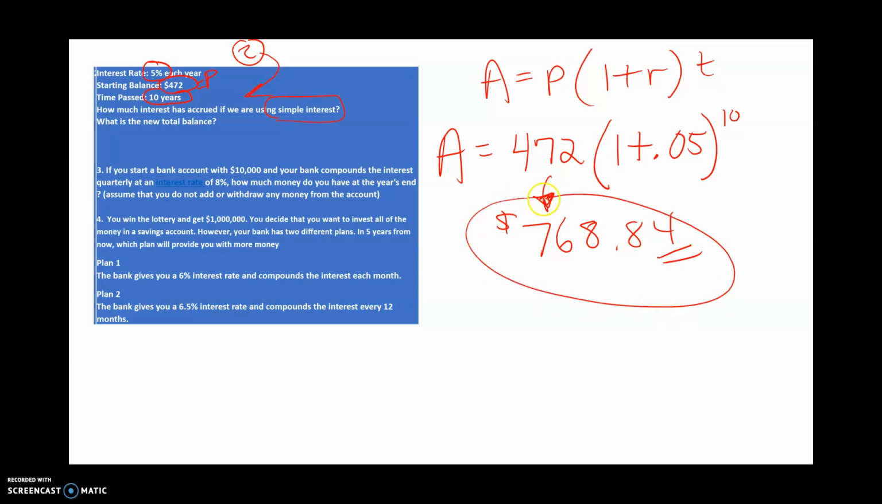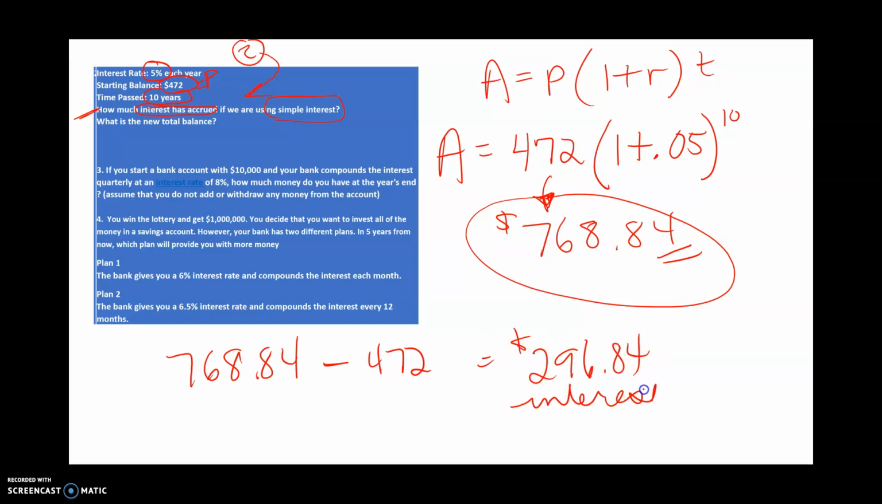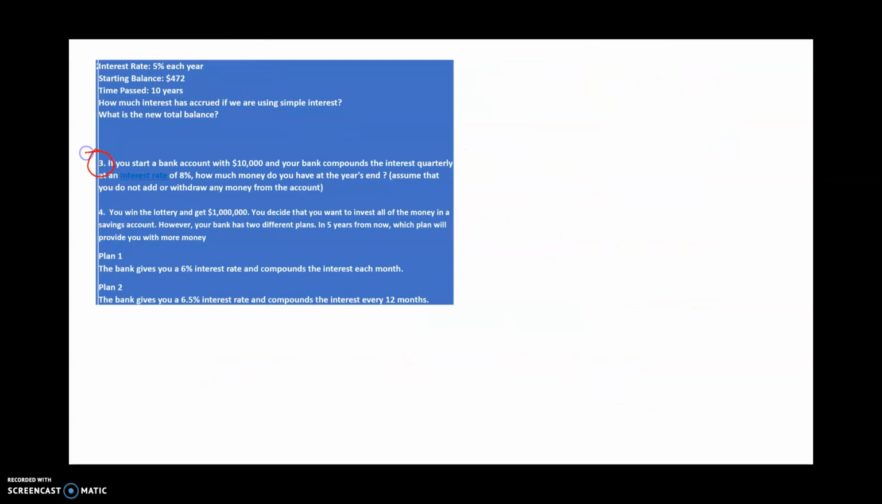Now that's the total balance. If they asked you how much interest was accrued, that's the first question, right? We take that 768.84 and we subtract off that original principal amount, and that means we earned $296.84 in interest. Right? Make sure when you're doing your test that you answer all the questions that were asked. There were 2 questions here, weren't there? Okay, that's number 2. I'm going to move to the next slide, and I'm going to do number 3.